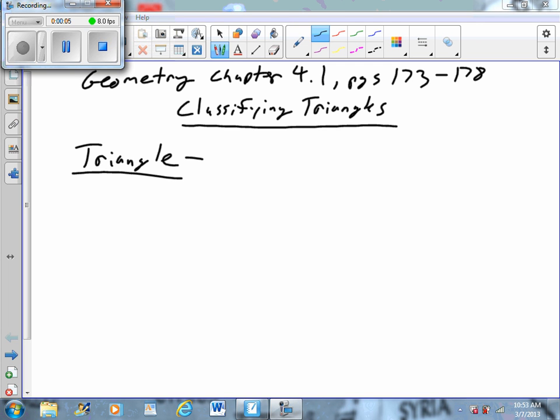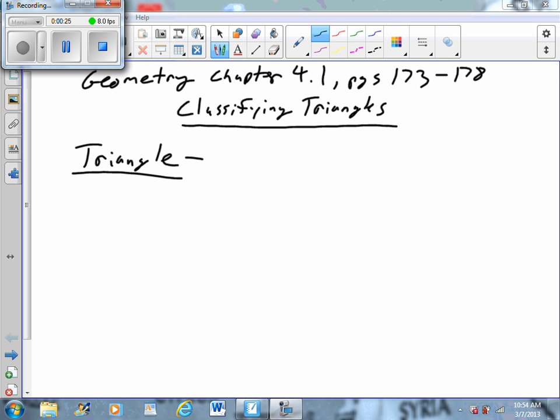We're getting into chapter 4 today, and what we're doing is getting into triangles and triangle relationships. Chapter 4.1, the very first section, we're going to be classifying triangles, first of all according to the lengths of their sides. But let's first get a definition for triangle in here, okay?